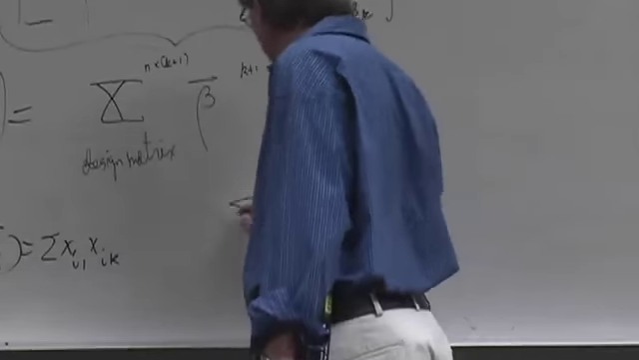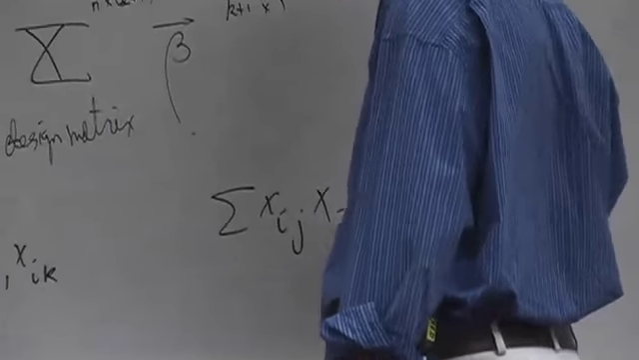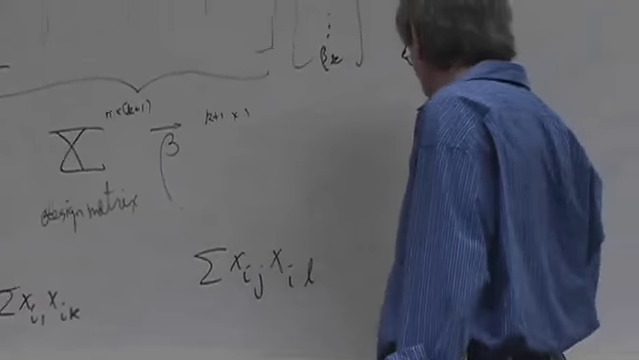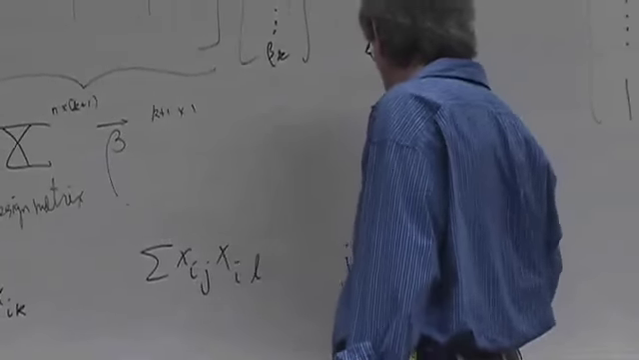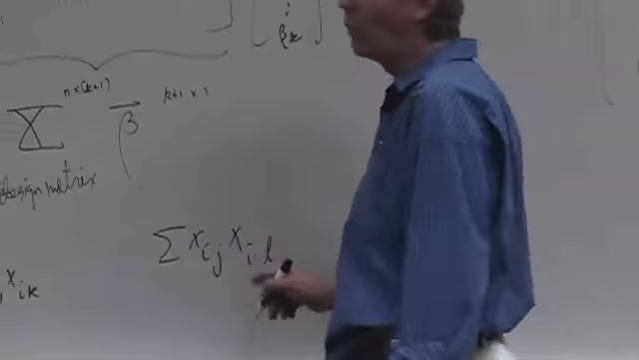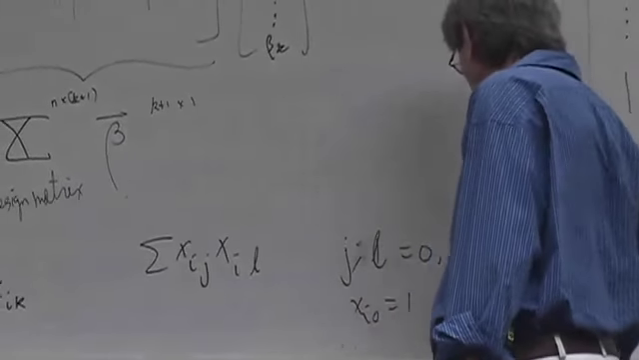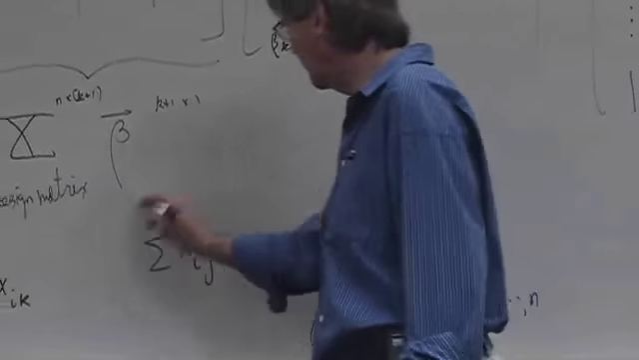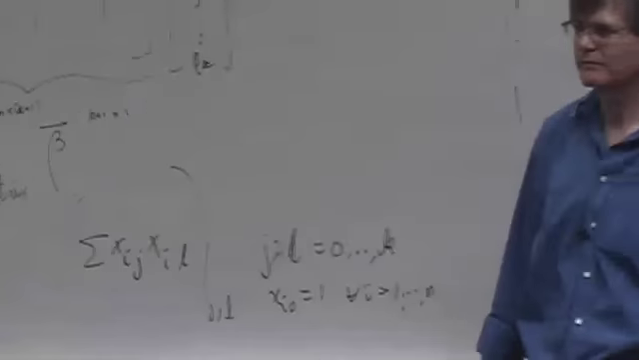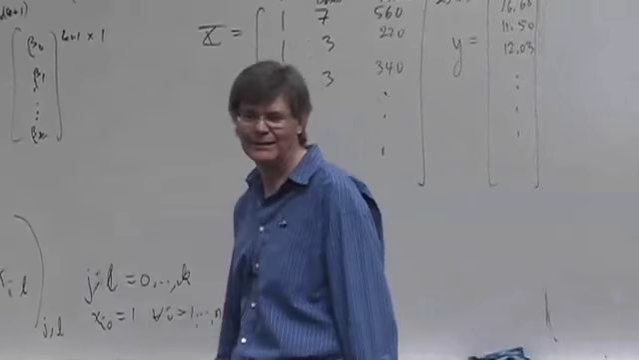So the whole thing looks like summation xij xil, maybe we'll put it l or something like that. Okay, j and l going from 0 up to k, where xi0 would be 1. xi0 equals 1 for all i, equals 1 to n. So that would be one way to think of this matrix. It looks like that, jl. That's what the X prime X matrix is, if you wanted to do it by hand.